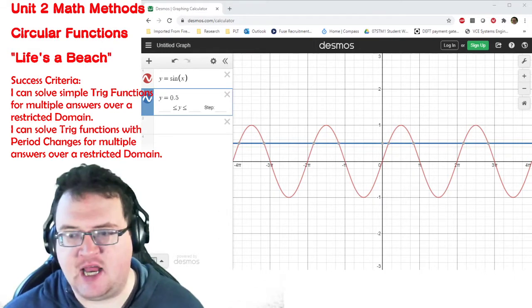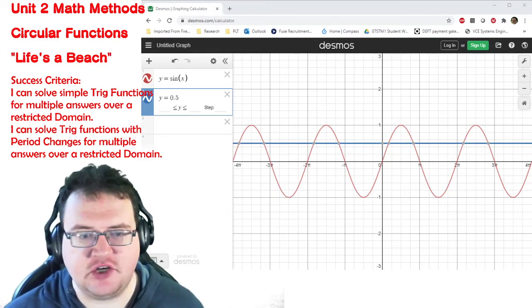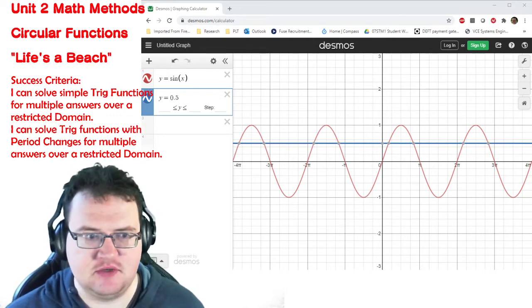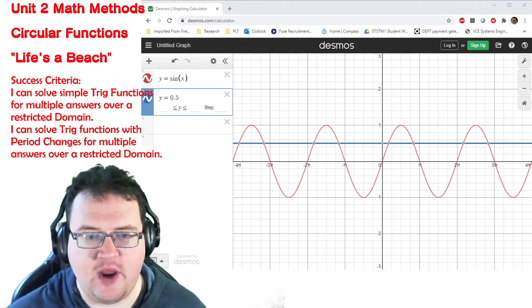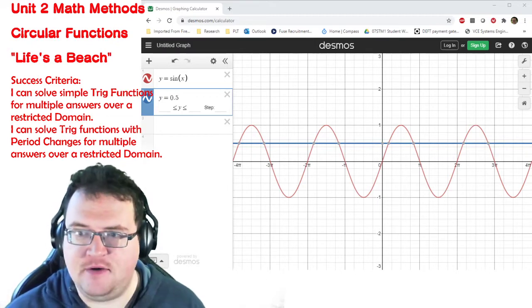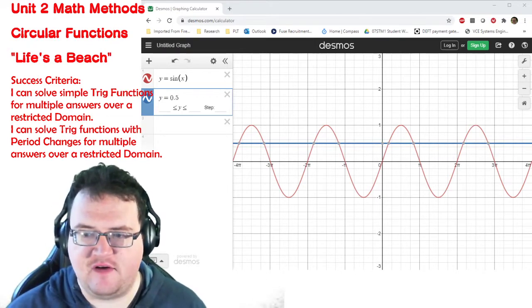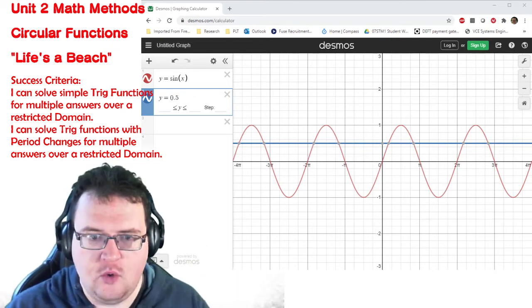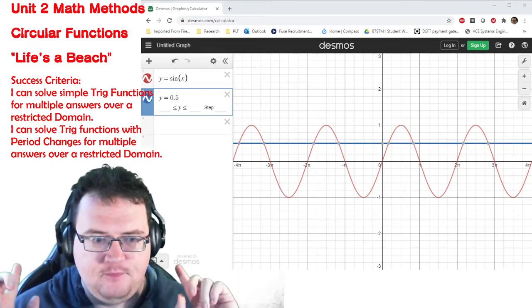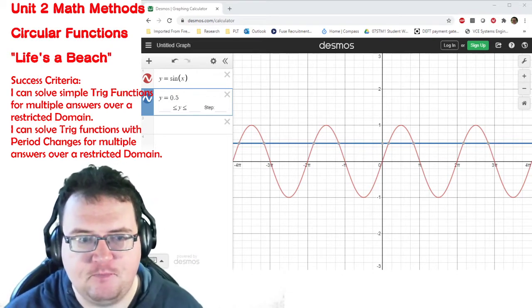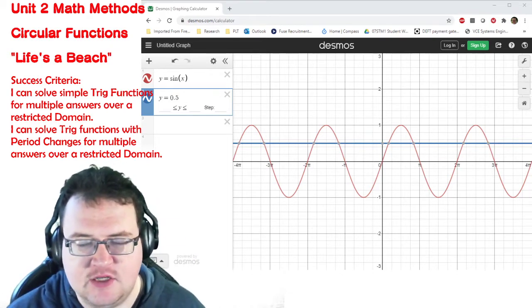So what we are doing today is we're looking at circular functions and graphs and how they have multiple solutions. The idea is that we need to be able to set up a pattern to help us find solutions to trig functions over particular windows. So what I've got here on Desmos is y equals sine of x. Now again, this is all in radians.